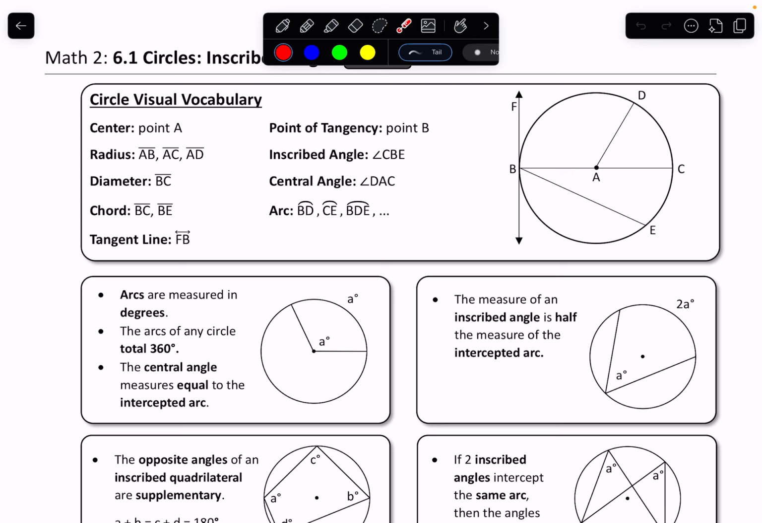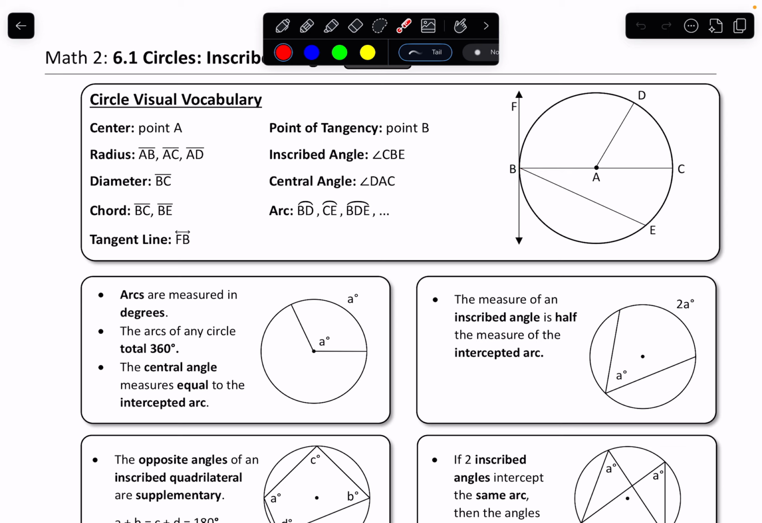A tangent line is a line outside the circle, and what makes it special is it touches the circle at exactly one point. That's called the point of tangency. So in this picture, it would be point B. And this line F is only going to touch that circle in one specific point.